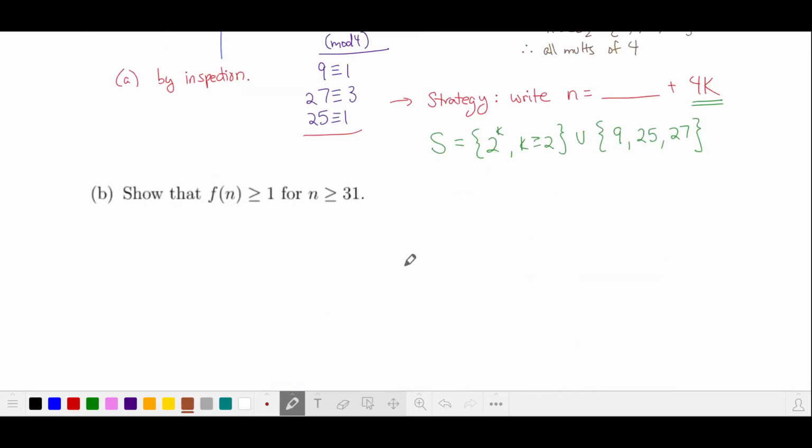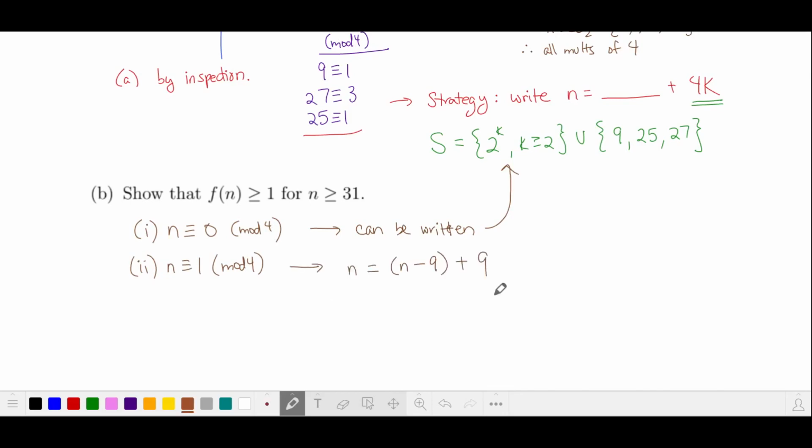Now for part B, we're going to divide up our numbers according to their mod 4 residual. So for example, if n is a multiple of 4, then it can be written using elements from this first set. If n is 1 more than a multiple of 4, then we can write n as the sum of 9 and its remaining number to leave a multiple of 4 behind. Writing it this way, we have 9 is in s, and n minus 9 is a multiple of 4, so we can use these powers of 2.